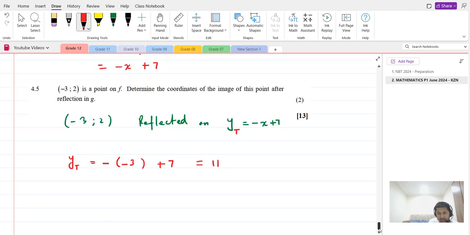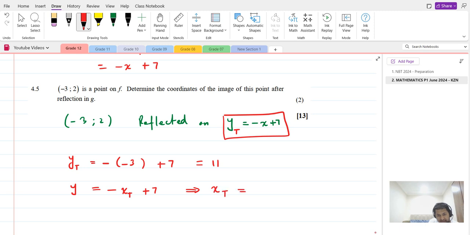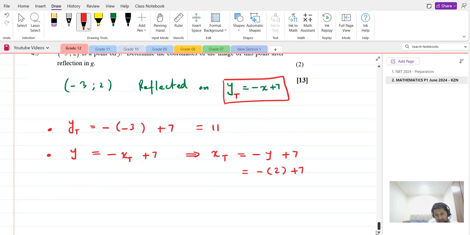That's the y transform point. Now, to get the x transform point, you need to solve this transformation equation. So we're going to say y equals negative x plus 7. This is your x transform point. So this implies I'm going to take that x over and bring the y over. So the x transform point is equal to negative y plus 7. And what's y? The value of y is 2. So negative 2 plus 7, which is equal to 5.